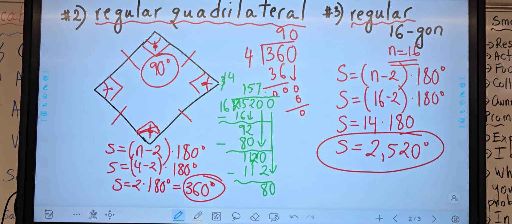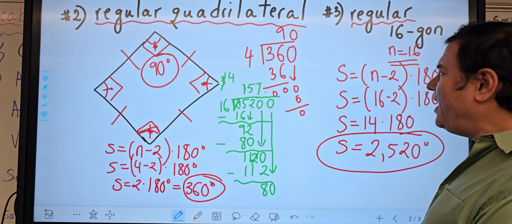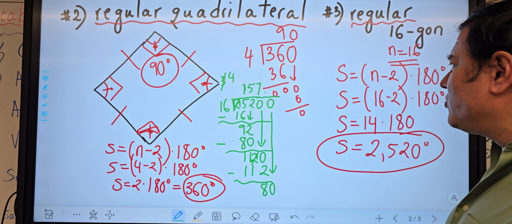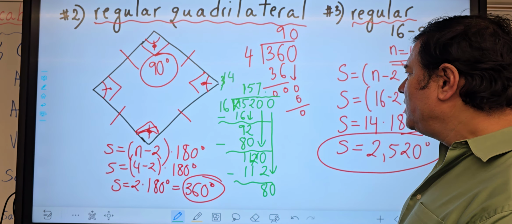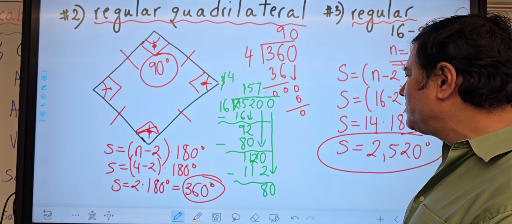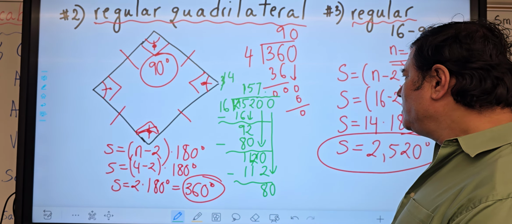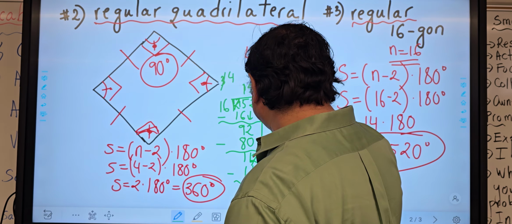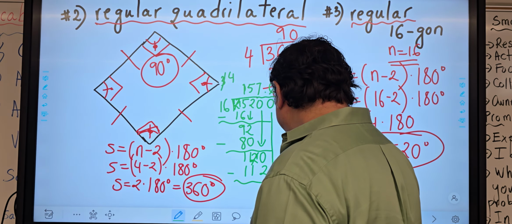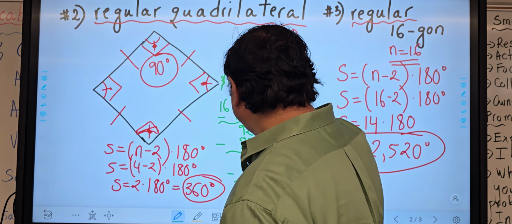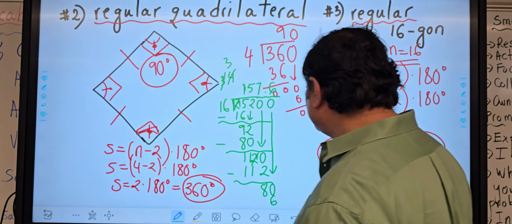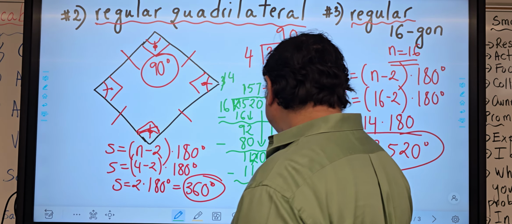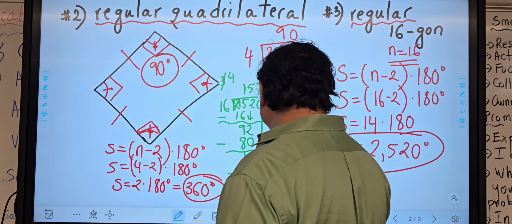Okay, so now 16 into 80. Maybe let's try 7 times. 7 times 6, 42, 2, carry the 4. 7 times 1, 7. Probably too much. Let's try 6. 6 times 6, 36. 6, carry the 3. 6 times 1, 6 plus 3, 9, too much. 6 is too much, and let's do 5 instead.